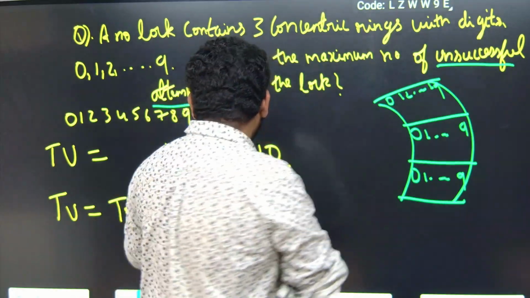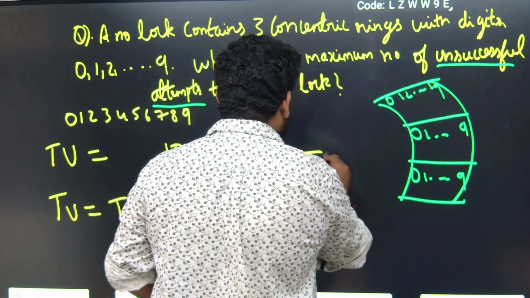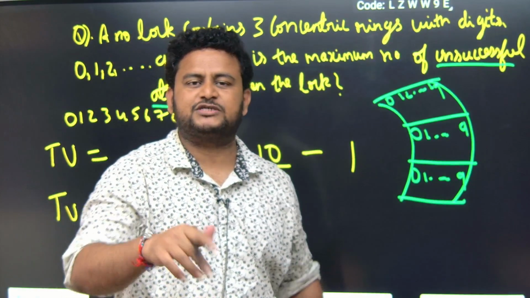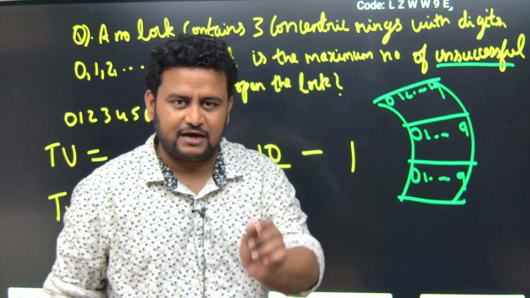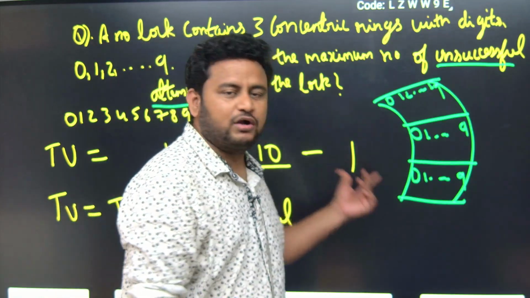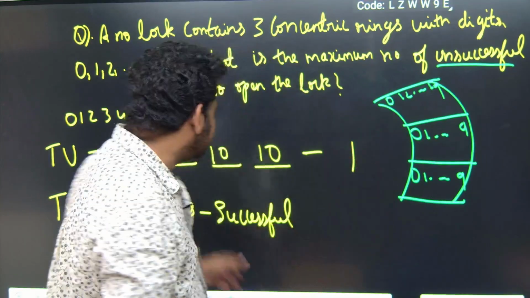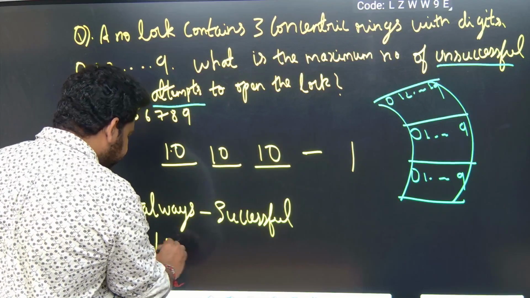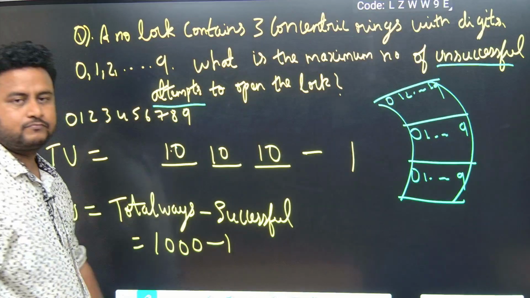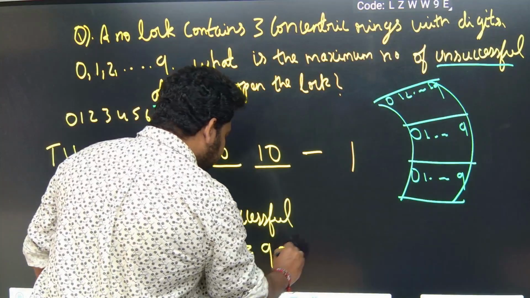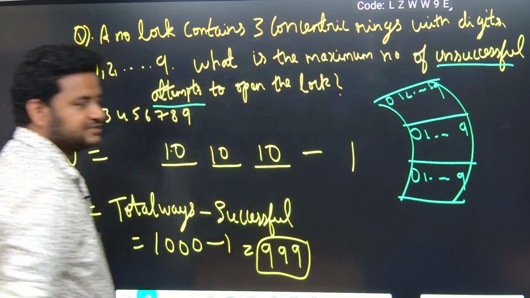So this total ways is 10 into 10 into 1, minus successful is what? 1. Out of the number of ways which you try, only the one password which you have already set will open the number lock. So there will be only one successful attempt. Total is 10 into 10 into 10, this is 1000 minus 1, so 1000 minus 1 will give us 999. So 999 is the total unsuccessful attempts.